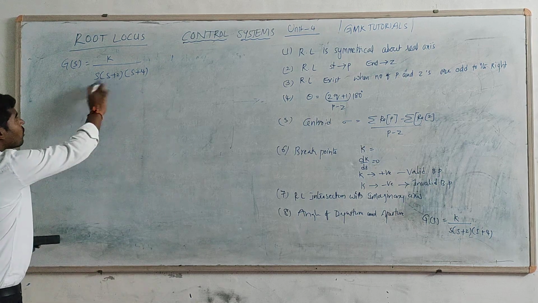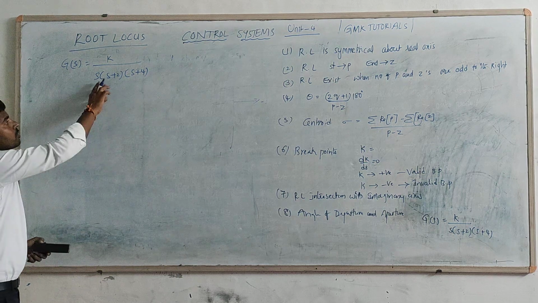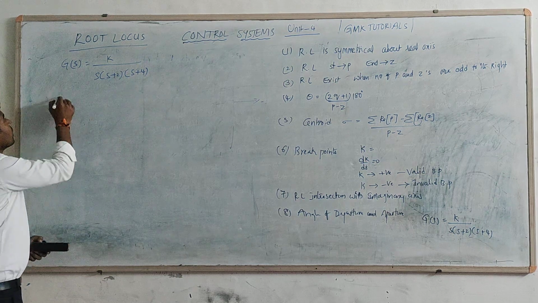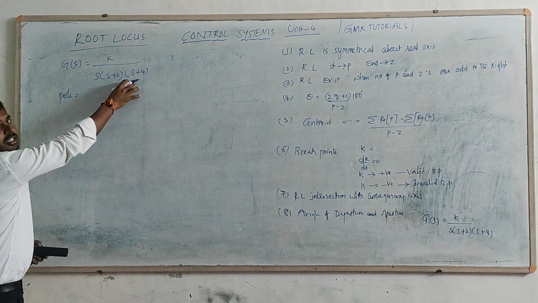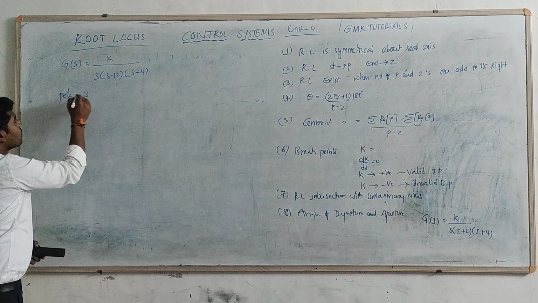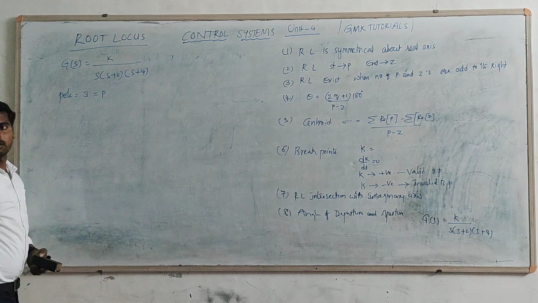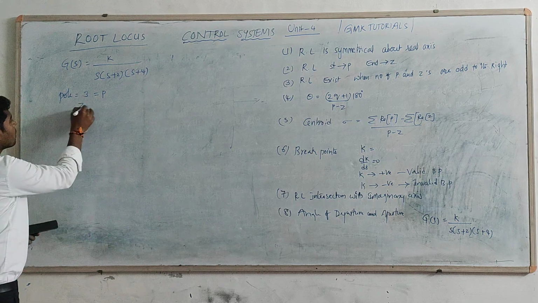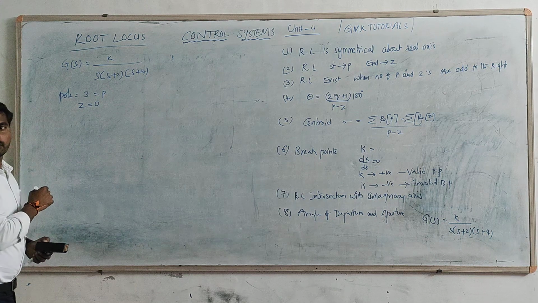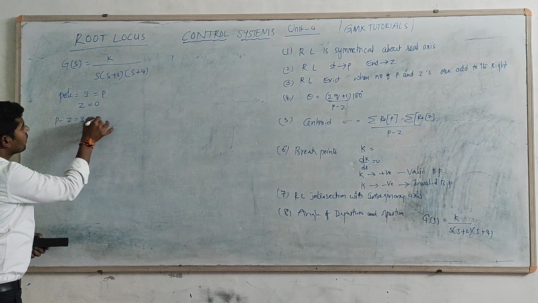Poles means the roots of the characteristic equation, or the roots of the denominator represent the poles. Therefore, here there are three roots, so P is equal to 3. We don't have any zeros in the numerator, we don't have any factors, therefore Z is equal to 0. Therefore P minus Z is equal to 3 minus 0, which is 3.